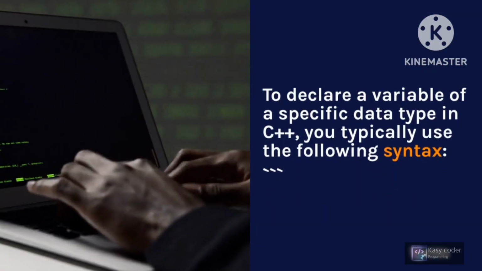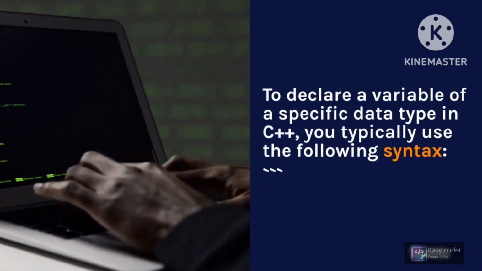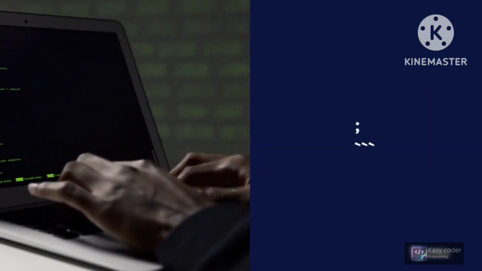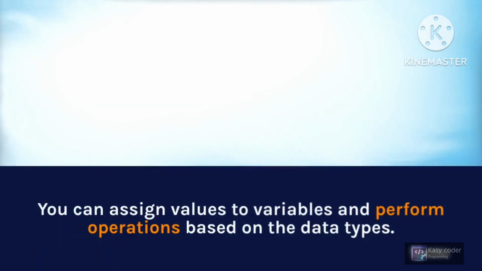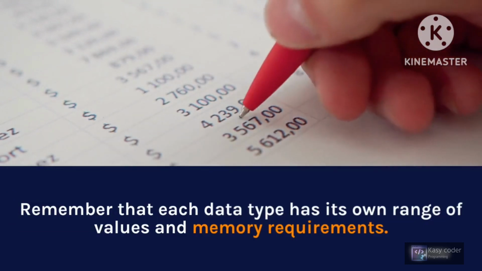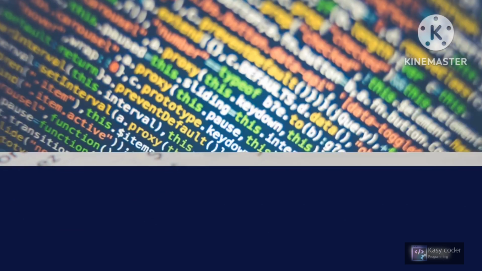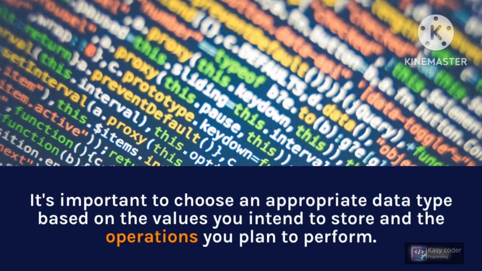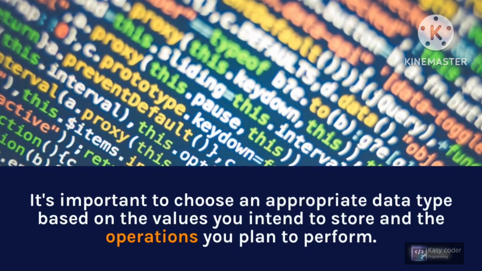To declare a variable of a specific data type in C++, you typically use the following syntax; semicolon. You can assign values to variables and perform operations based on the data types. Remember that each data type has its own range of values and memory requirements. It's important to choose an appropriate data type based on the values you intend to store and the operations you plan to perform.